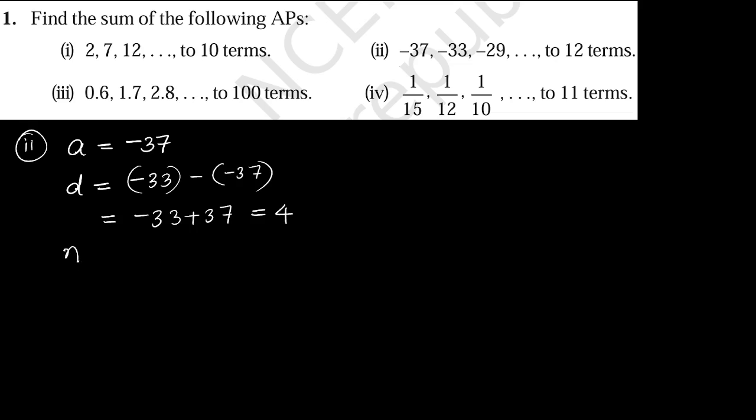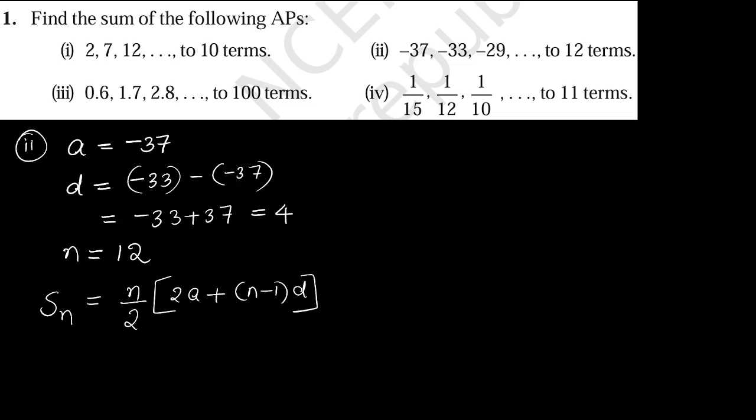How many terms are there? If you have got the answer, you can send me the answers as chat message. Number of terms is 12. 12 terms to be added. Understood? So Sn, we have a formula n by 2 into. It is a direct problem. The formula you have to memorize. Substitute the values. Every value we know. n is 12.